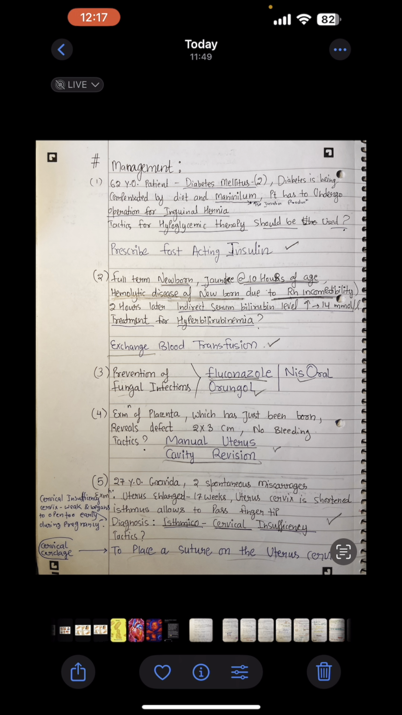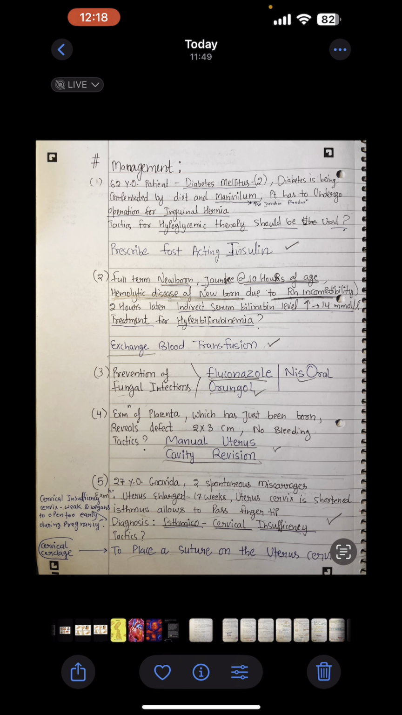Next is prevention of fungal infection. F for fungal, F for fluconazole. Fluconazole, Orungal, Nizoral, these are the three drugs which you will see in the options for the prevention of fungal infection. So we are going to prescribe fluconazole: F for fungal, F for fluconazole.